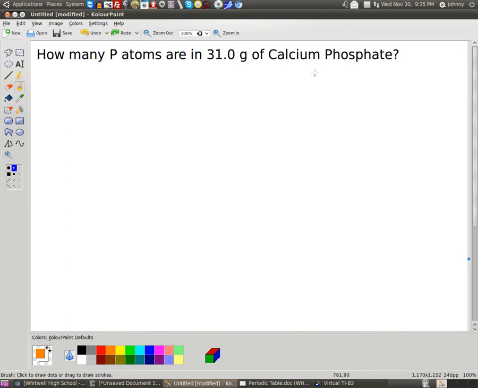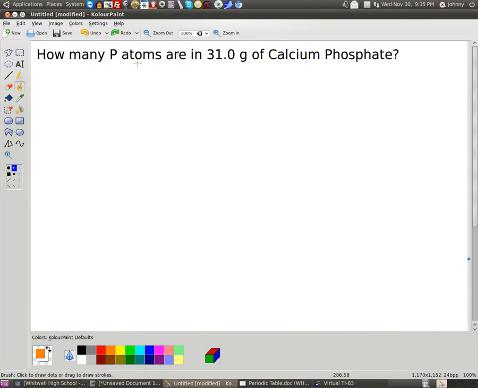First of all, we've got to figure out the formula for calcium phosphate. Then once we do that, we'll have to calculate its molar mass, because in this problem they ask for how many atoms, but they gave us grams. I have a periodic table sheet on hand so we can do this. After that, we'll be using Avogadro's number, 6.02 times 10 to the 23rd, for the atoms. So let's go ahead and get started.